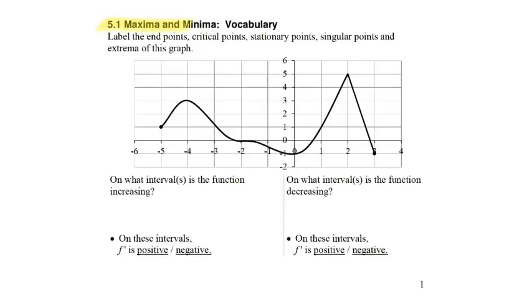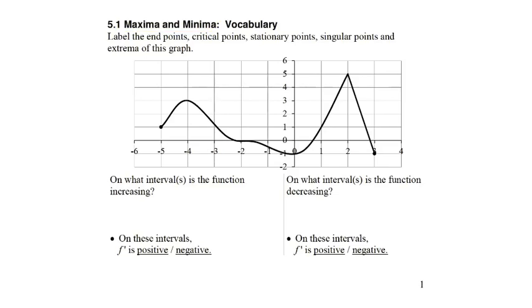We're going to cover section 5.1 that focuses on the maximums and minimums of a function. And first we'll familiarize ourselves with the vocabulary. So our goal is going to be to label the endpoints, the critical points, the stationary points, the singular points, and the extrema. Keep in mind that the extrema is the maximums and minimums of a function.